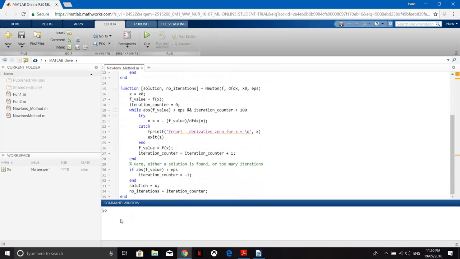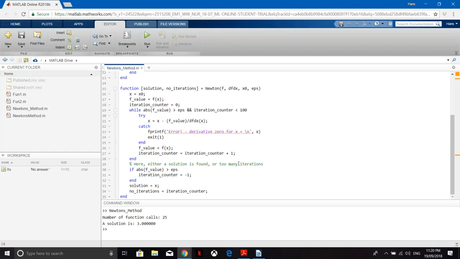Okay, we now run our program. Okay, the number of function calls is 25, and the solution to our initial problem of x squared minus 9 is equal to 0. So our answer to our solution is 3.